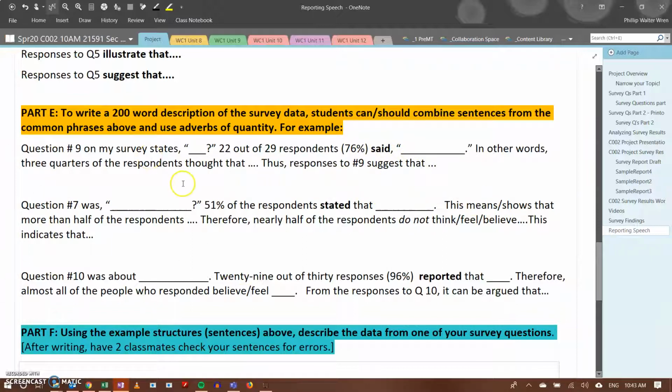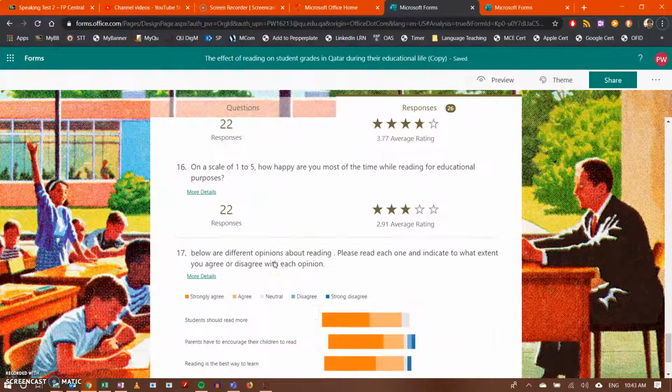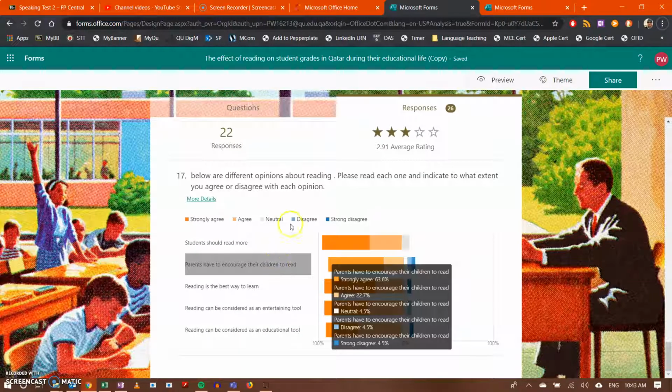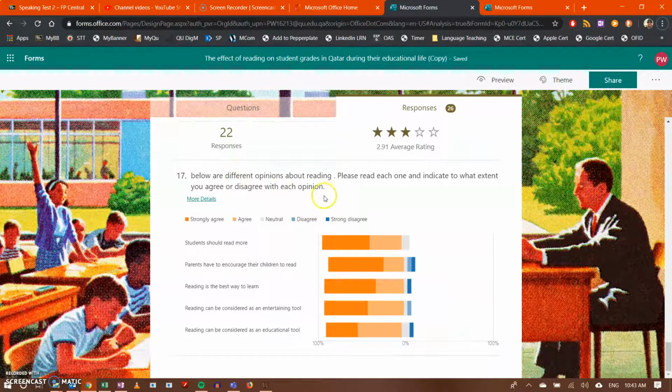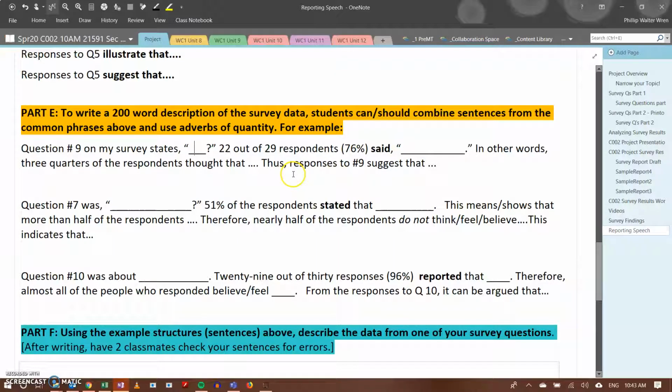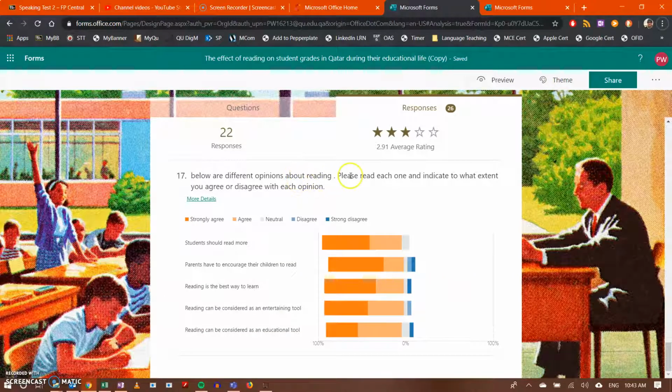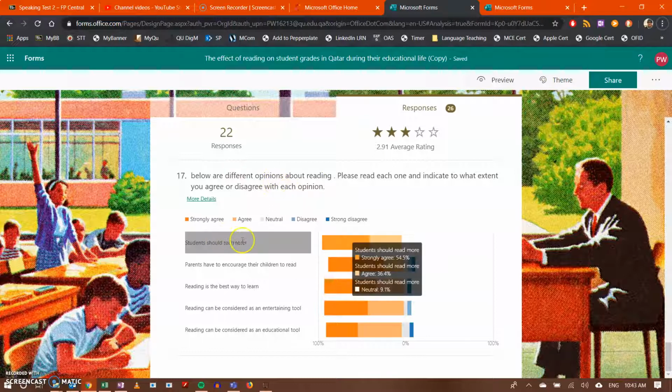Let's have a look at one of these questions and go through it. Okay. So, question number 17 on my survey was a Likert scale question. It asked students to rate how much they agree or disagree with different opinions. One of the opinions was students should read more.